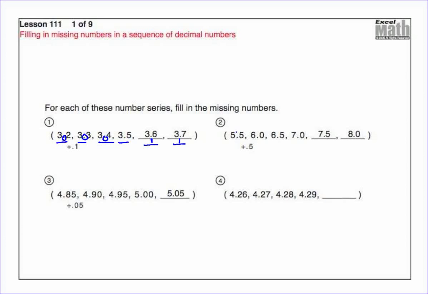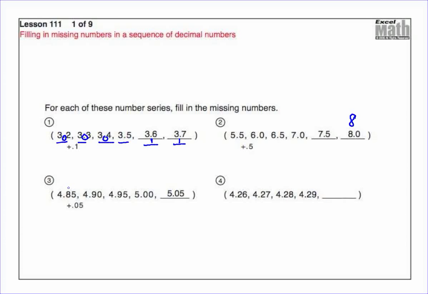Here we have 5.5, 6.0, 6.5, 7.0. And again, ignore the decimal and you have 55, 60, 65, 70, 75, 80, and then we put the decimal point back in there. On this one, you could just write 8. You don't need 8.0.